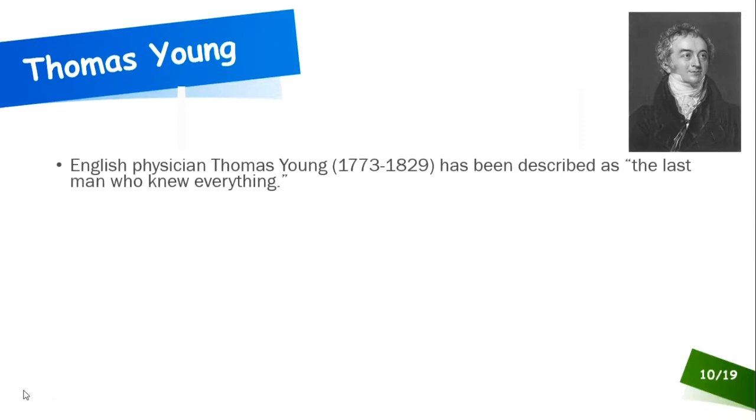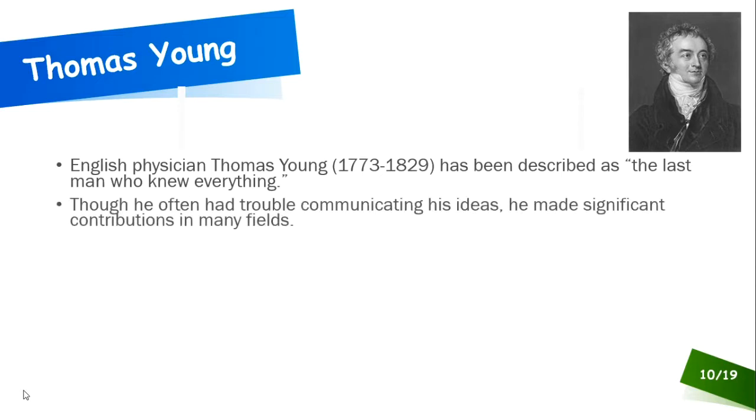This brings us to Thomas Young. Thomas Young, an English physician, has been described as the last man who knew everything, because he was insatiably curious. But like a lot of people that are really smart, he didn't always have the best communication skills. He had trouble communicating a lot of the brilliant ideas he had in his head. Nonetheless, that didn't hold him back from making significant contributions in many fields of study.